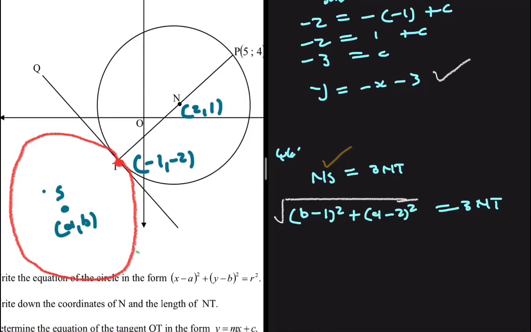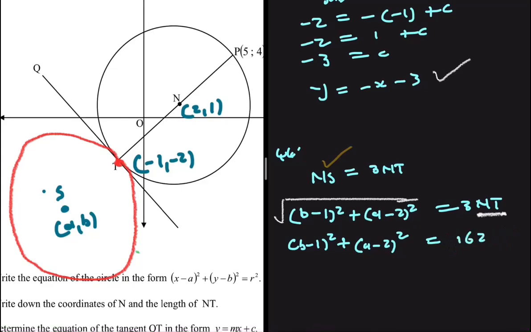If we square both sides, we're going to have B minus 1 squared plus A minus 2 squared. We actually know the value of NT because NT is the radius of the circle we started with, and that is square root of 18. So here we are essentially squaring 3 multiplied by square root of 18. If we square that, we shall get 162. So let's just put that there.